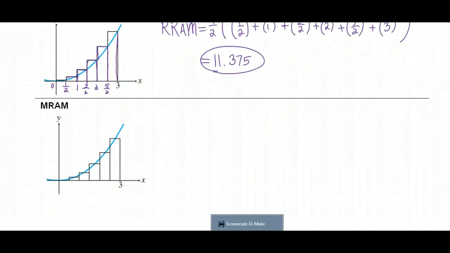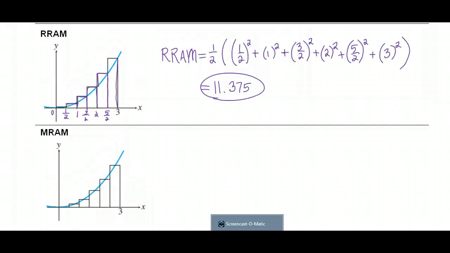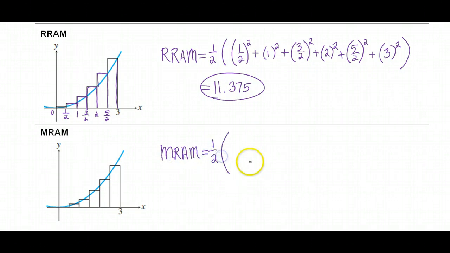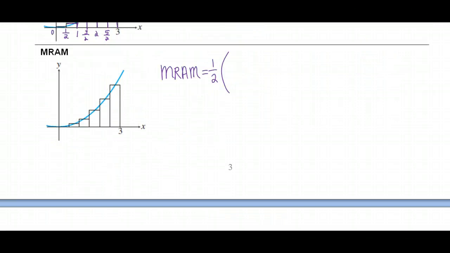The midpoint, I know, is a little trickier. In terms of the midpoint, all of our subintervals are still 1/2 in length. However, we're using the midpoint of each subinterval. For example, the first subinterval goes from 0 to 1/2, so the midpoint would be 1/4.